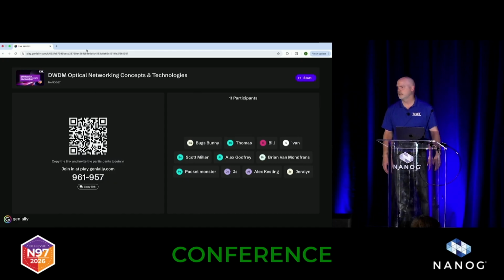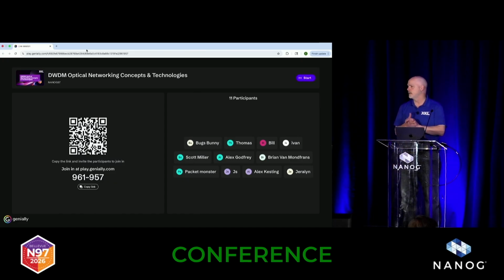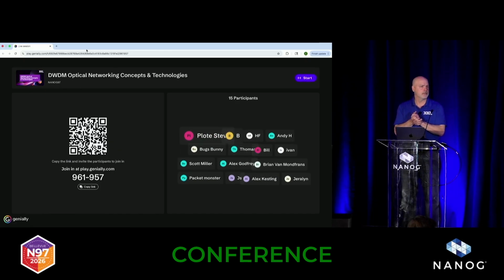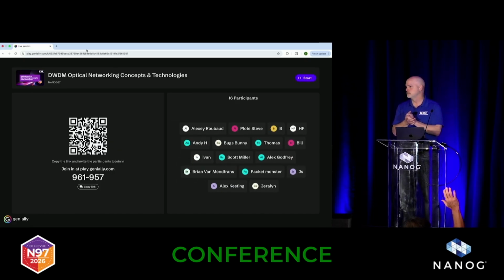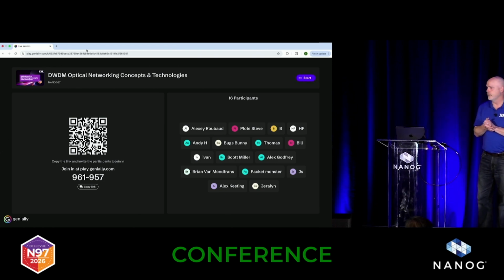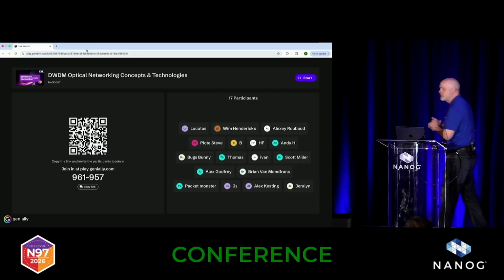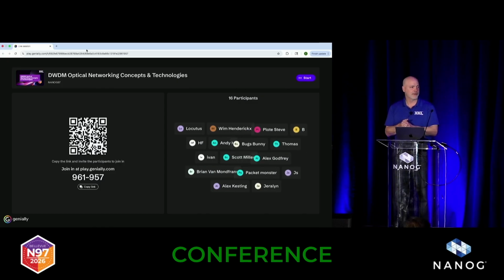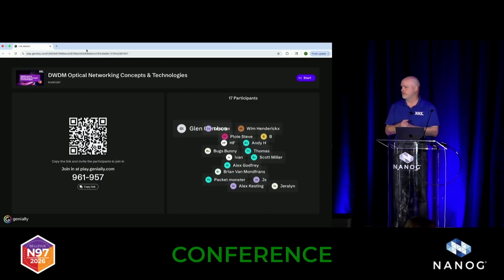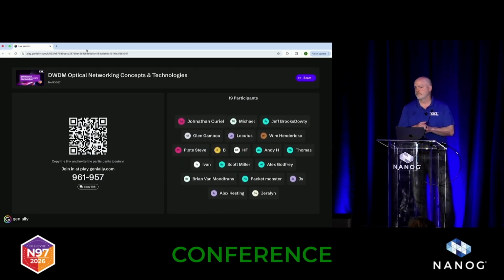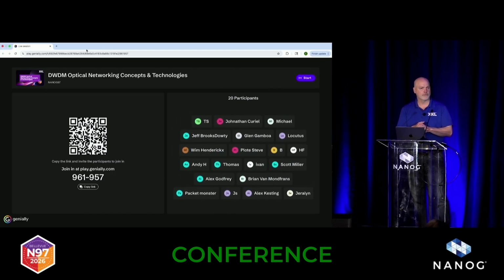While we're doing that, just a quick show of hands. Who knows what DWDM is? Okay. Who knows or has heard of 400 gig ZR coherent? About the same, right? Okay. So we're going to talk a lot about these concepts today. And hopefully you'll get something out of this tutorial.